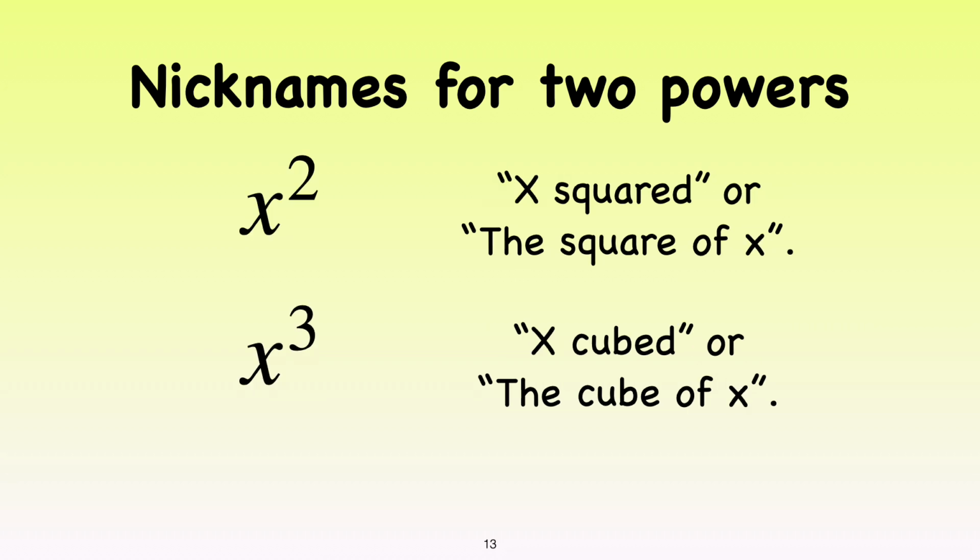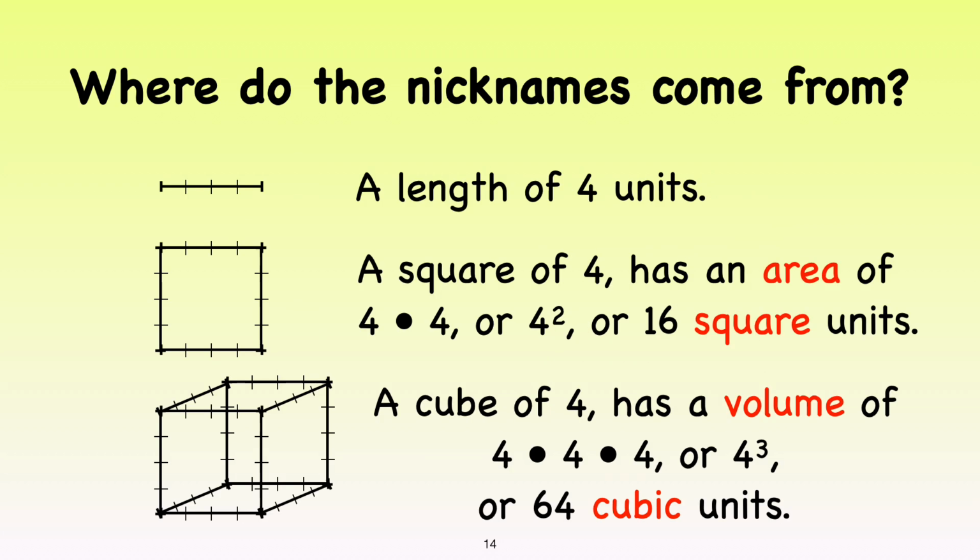This is how we would say it if variables were involved. We could also say x raised to the second power and x raised to the third power. But this is x squared, or also the square of x. X cubed, or the cube of x. Where do these nicknames come from?